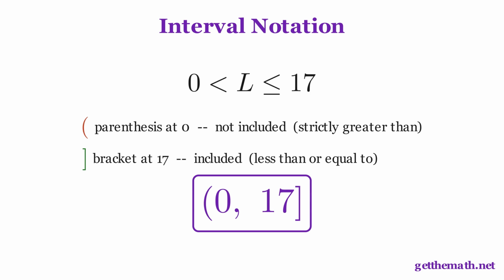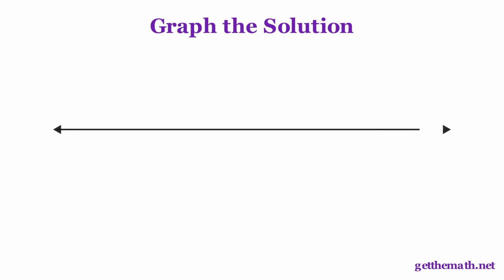For the right endpoint, 17. We use a closed bracket because 17 is included. The gardener can use all 50 feet exactly. The interval notation is open parenthesis 0, 17, closed bracket.